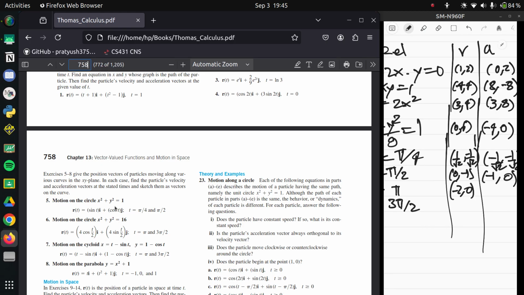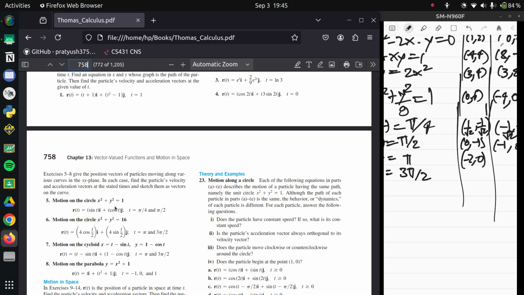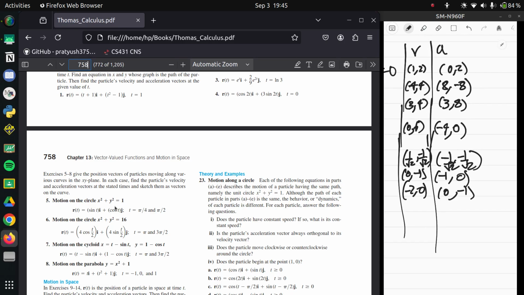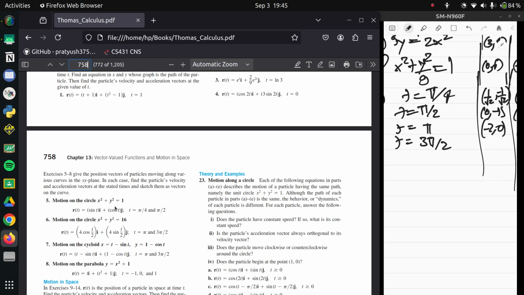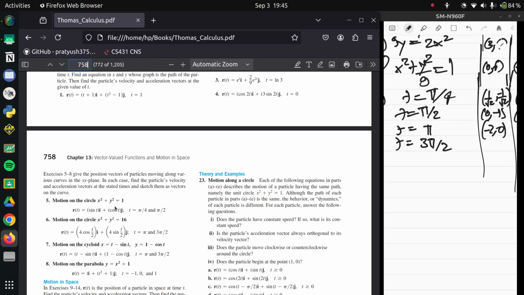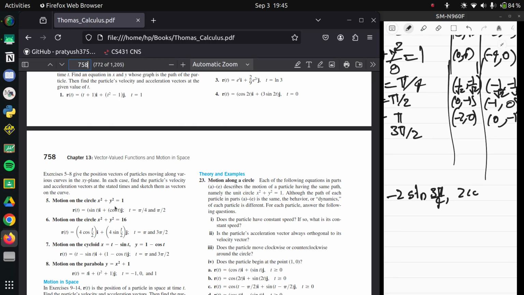What about the acceleration? So both will be negative, and the 4's cancel out, so it's just cosine of t by 2, sine of t by 2 at pi. So this is 0 and this is 1, so just negative 1. Cool. And at 3 pi by 2, once again this seems to be minus of sine over there, so 3 pi by 2 by 2 is 3 pi by 4, so it's negative 2 sine of 3 pi by 4 comma 2 cosine of 3 pi by 4.